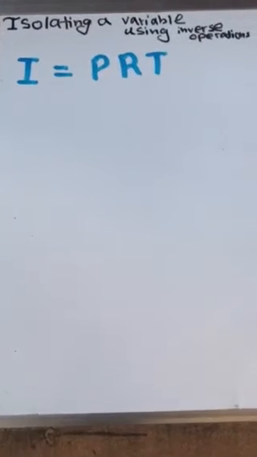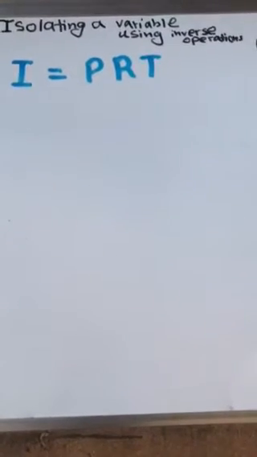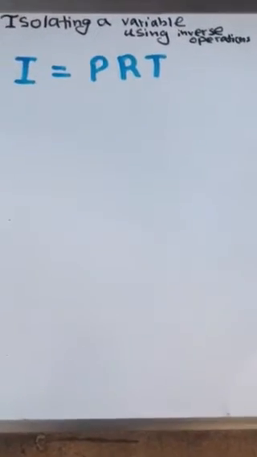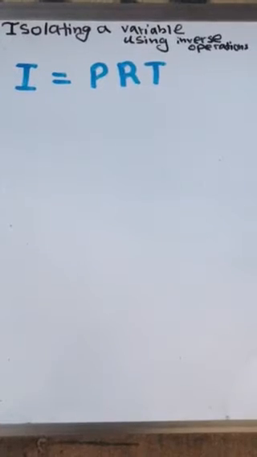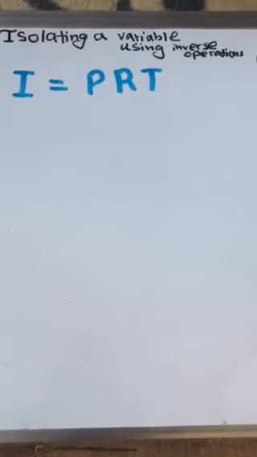Now, what if we don't have any numbers? We still want to solve for a variable, we want to isolate a variable, but we don't have any numbers. So let's say, some of you may remember this, interest, I, equals PRT, which is principal times rate times time. As we learned in class, we didn't have to really memorize it, but that was a formula.